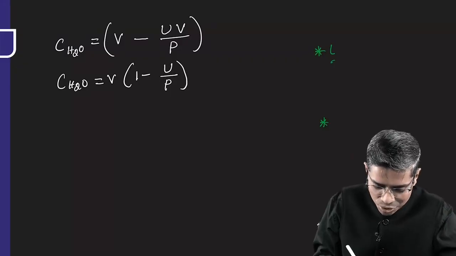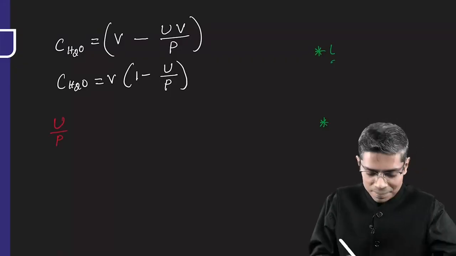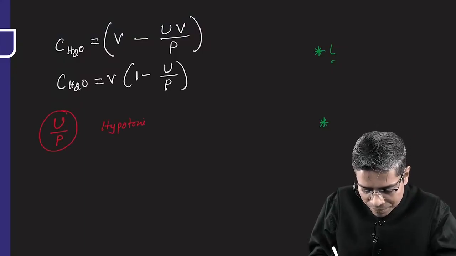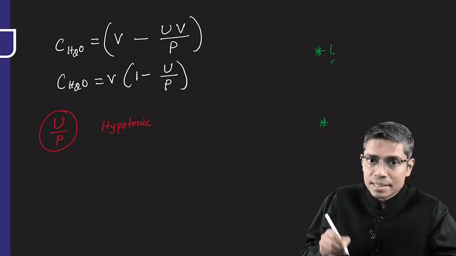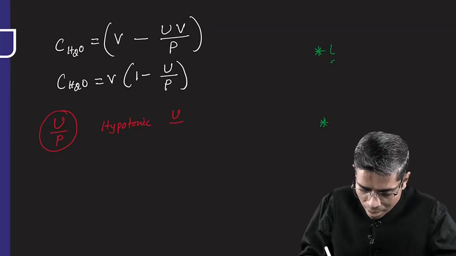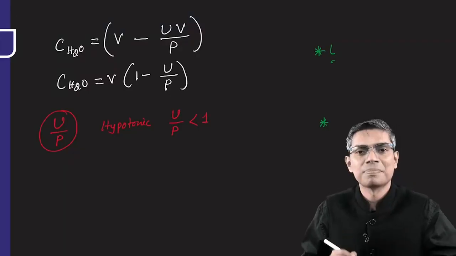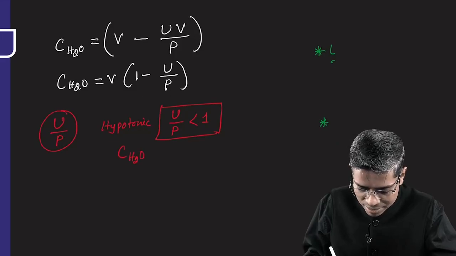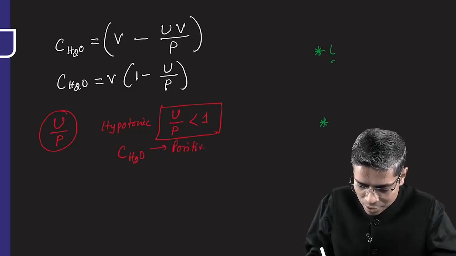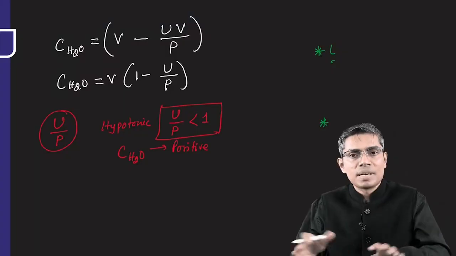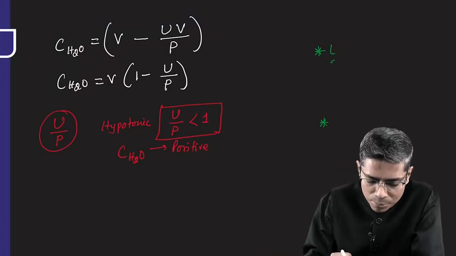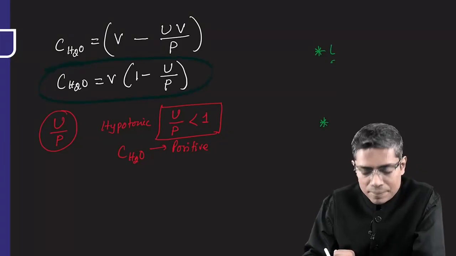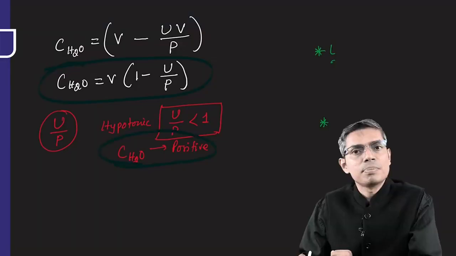Now look at this ratio of U upon P. When your urine is hypotonic, urine means U is lesser than plasma concentration, so U upon P is less than 1. Whenever U upon P is less than 1, what will happen to free water clearance? Free water clearance will be positive, getting my point? So it will be 1 minus something lesser than 1, maybe 0.8, maybe 0.7. So if you put into this formula 1 minus U upon P, that is lesser than 1, then free water clearance will be positive.